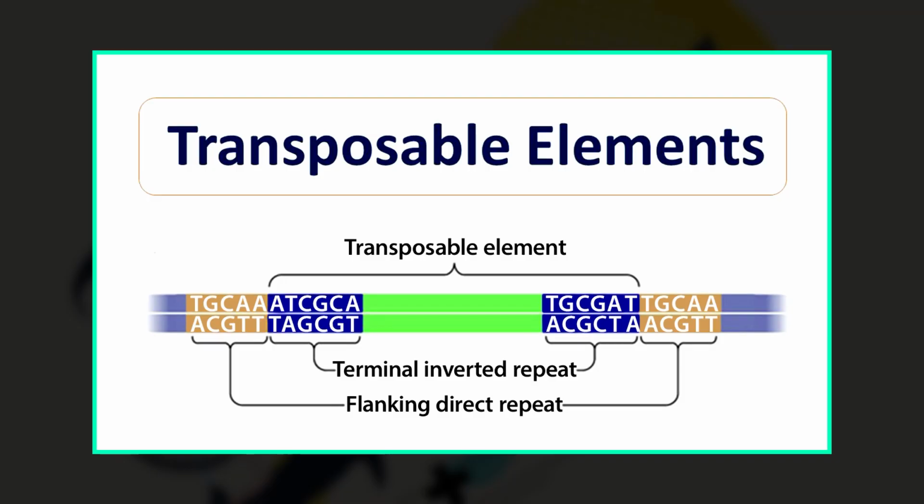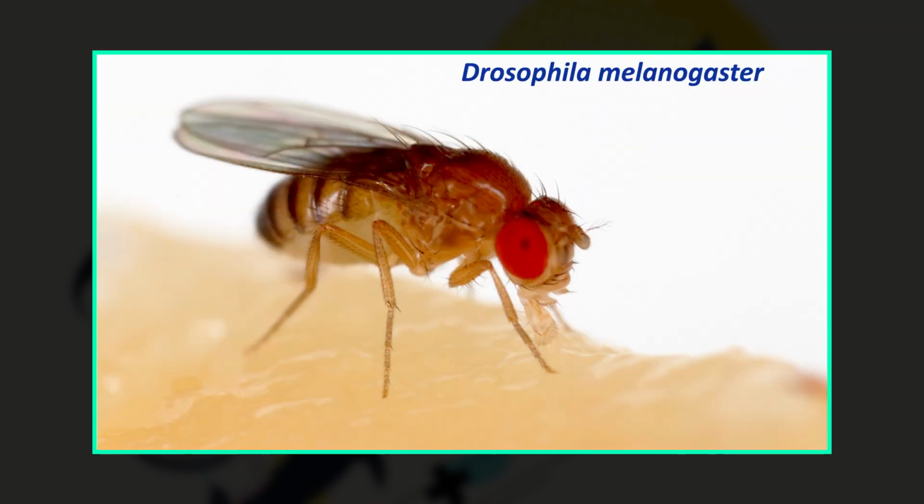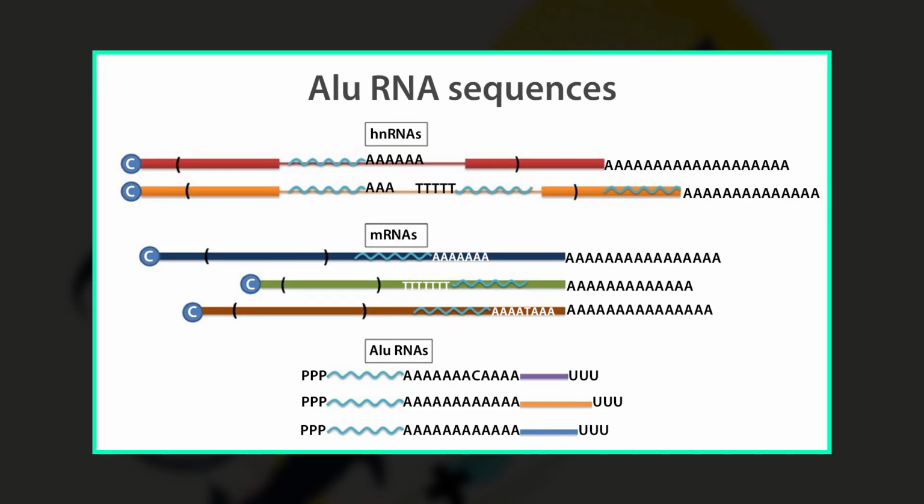Dear students, let's now discuss the elements that can be moved around. A segment of DNA that can be inserted anywhere in the genome is referred to as a transposable element. Consider, for example, the Ty elements in Drosophila. The Alu sequence is the most often seen transposable element in humans.